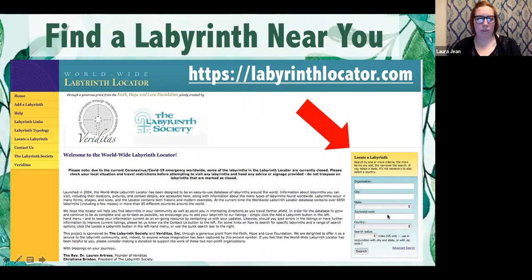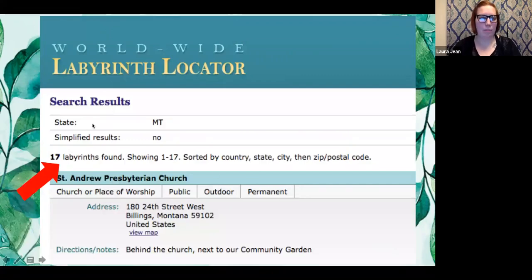And so I went over there and I typed in Montana. And so it pulled up all the labyrinths in Montana. So I'll show you that on the next slide. So it's kind of blurry, but it says here 17 labyrinths found. So that was when I searched Montana. There are 17 labyrinths on here in Montana. Now, some of those may no longer be available, or there may be more that are available that it hasn't been updated or something, but I think it's pretty cool that even in Montana, there are 17 labyrinths.